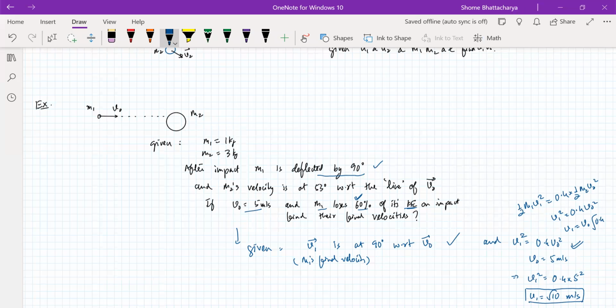Okay. So ultimately now we just have to find V2. So I think it should be 0.6 into half M2 V2. It loses 60%, no? So the remaining is 40%. You understood, no?